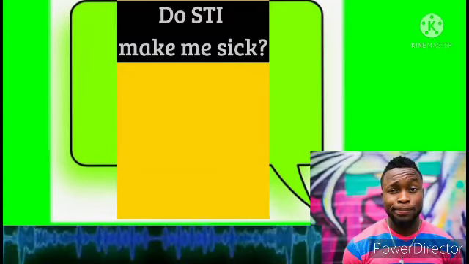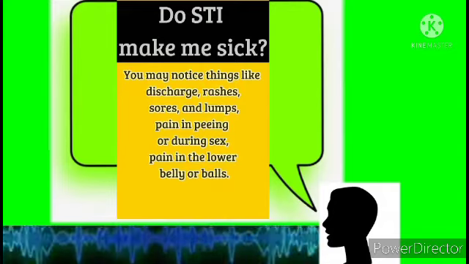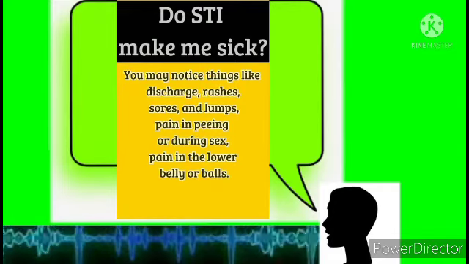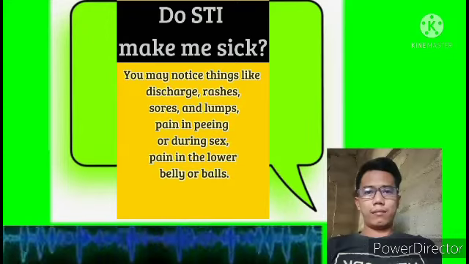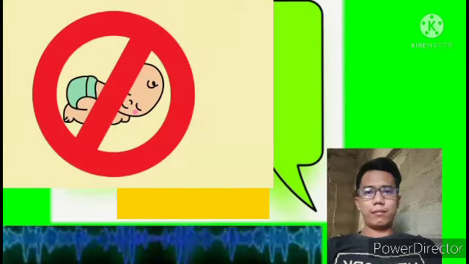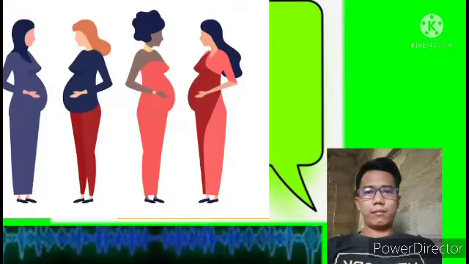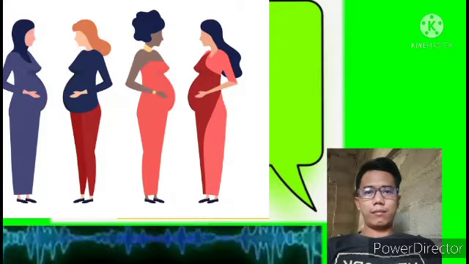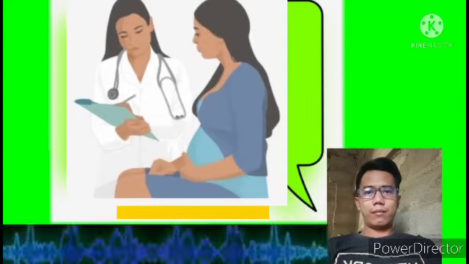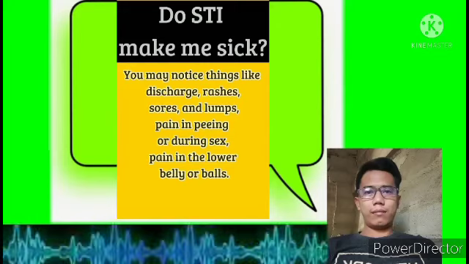Do STIs make me sick? You may notice things like discharge, rashes, sores, and lumps, pain in peeing or during sex, or pain in the lower belly or balls. These are serious because they can stop you from being able to have a baby if not treated. If you are pregnant, it can harm your baby. So it's important that you go to the clinic for a checkup as soon as you know you're pregnant or you're trying to have a baby.